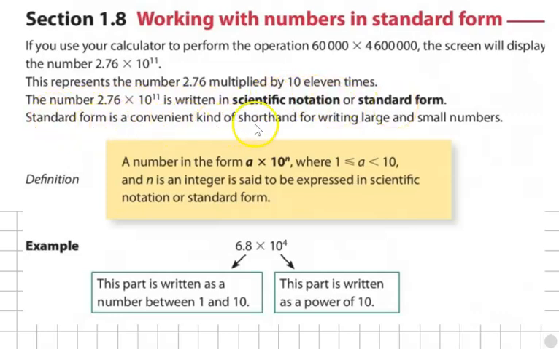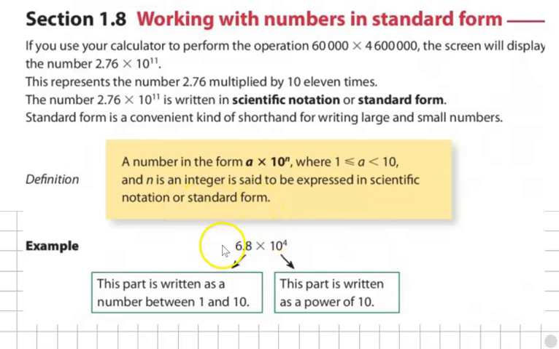Standard form is a convenient kind of shorthand for writing large numbers and small numbers. This is the definition, so this yellow box is very important. A number in the form of a times 10 to the power of n, where a is greater than or equal to 1 but less than 10, and n is an integer, so a positive or negative whole number, is said to be expressed in scientific notation or standard form.